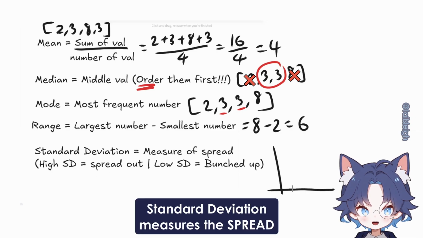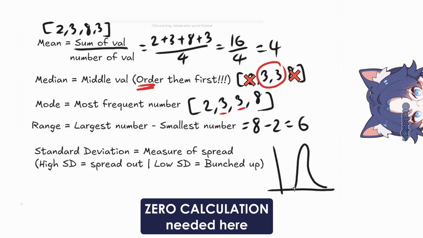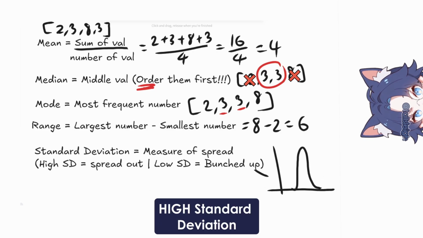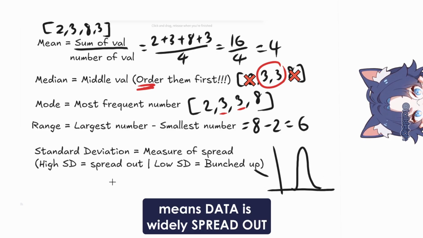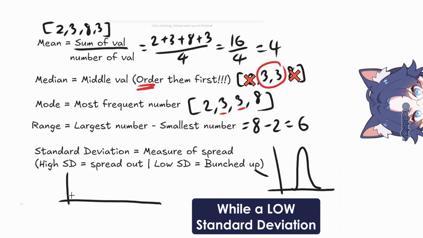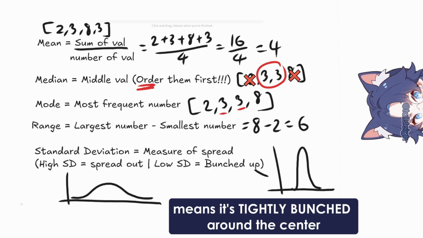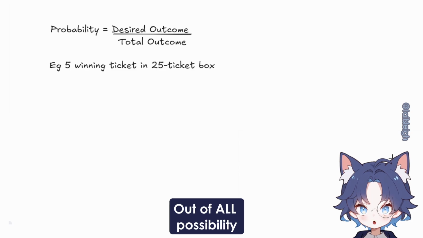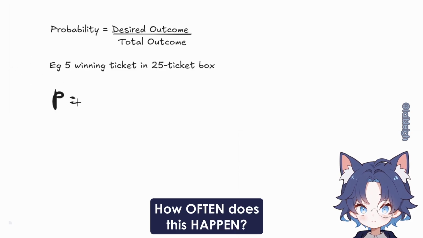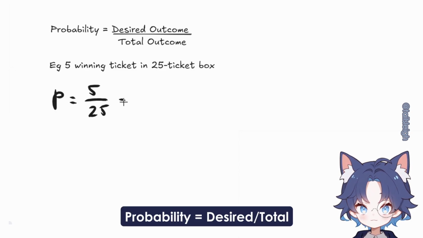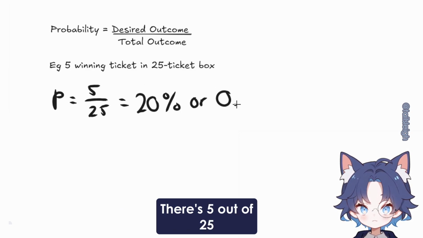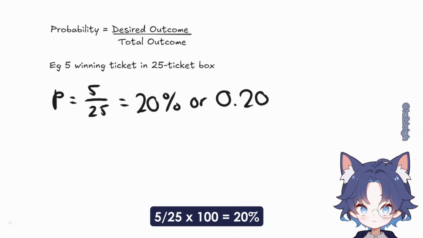Standard deviation measures the spread. No calculation needed here. Just remember, a high standard deviation means the data is widely spread out, while a low standard deviation means it's tightly bunched around the center. Probability. Out of all possibilities, how often does this happen? Probability is what you want over the total. To get the winning ticket, there's 5 out of 25, which is a 20% chance.